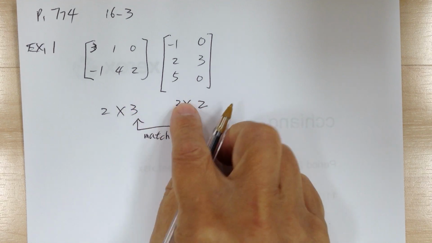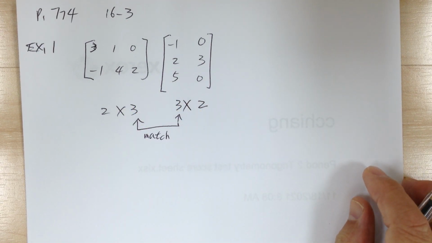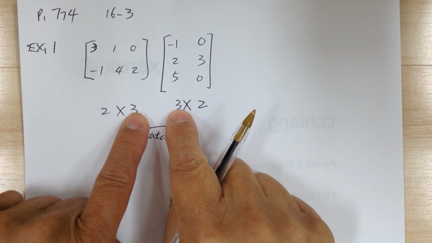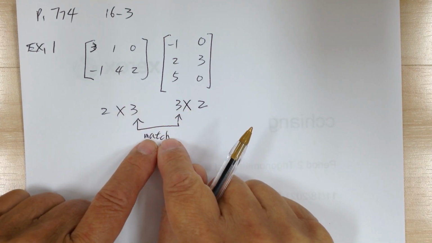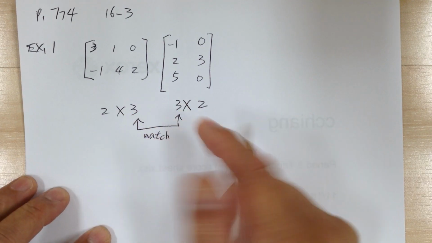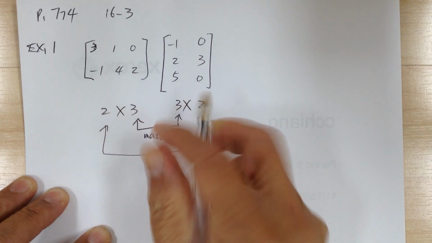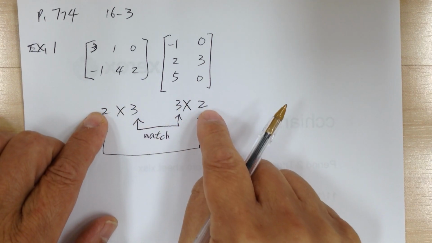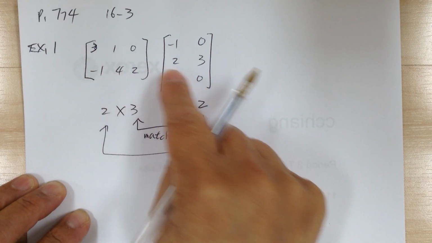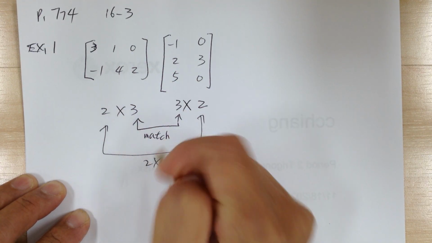If these two numbers are different, then you cannot multiply. The multiplication will be undefined. So the two numbers have to match to multiply. If they match, it means you can go ahead and multiply, and it gives you the result. So your answer will end up being 2 by 2. When you have 2 by 3 times 3 by 2, you're going to end up with a 2 by 2 matrix as your answer.